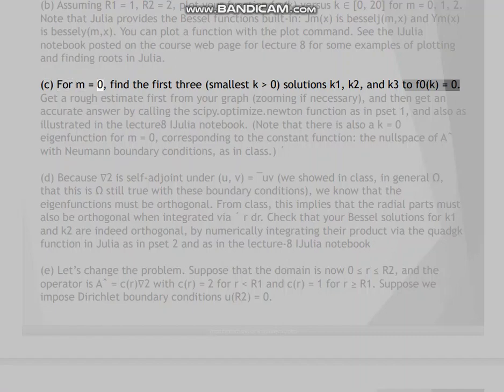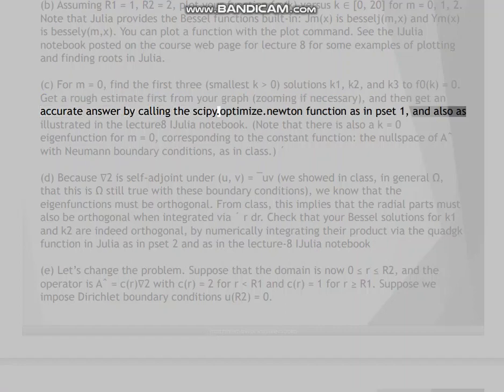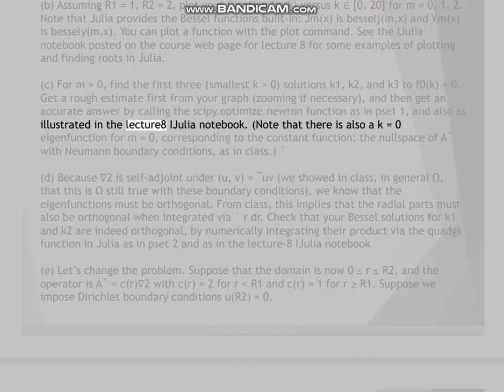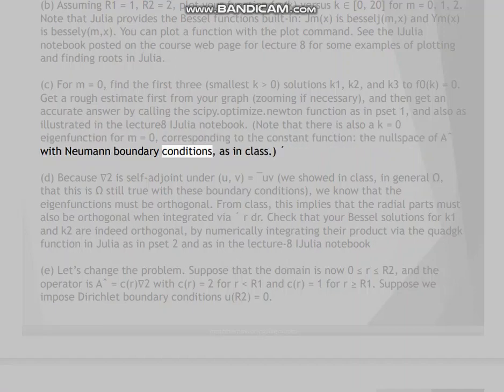C. For m = 0, find the first three smallest k greater than 0, solutions k1, k2, and k3 to f_0(k) = 0. Get a rough estimate first from your graph, zooming if necessary, and then get an accurate answer by calling the scipy.optimize.newton function as in set 1, and also as illustrated in the Lecture 8 iJulia notebook. Note that there is also a k = 0 eigenfunction for m = 0, corresponding to the constant function, the null space of A with Neumann boundary conditions, as in class.